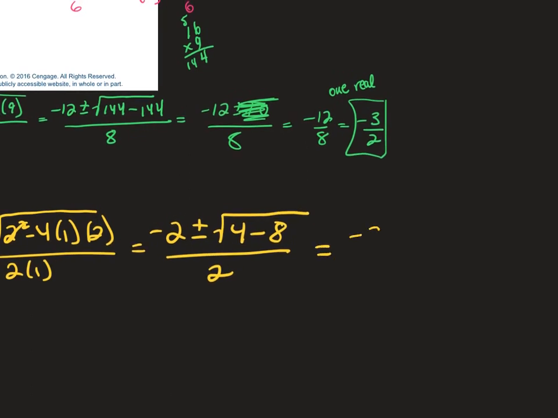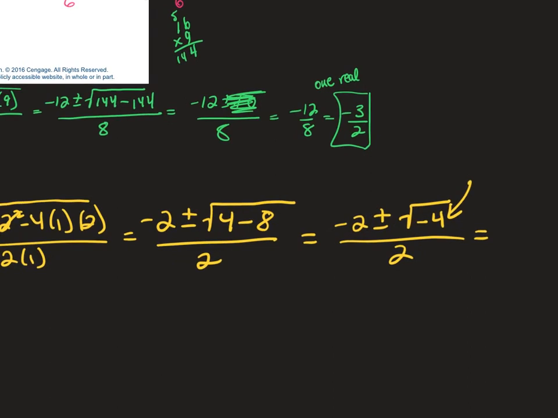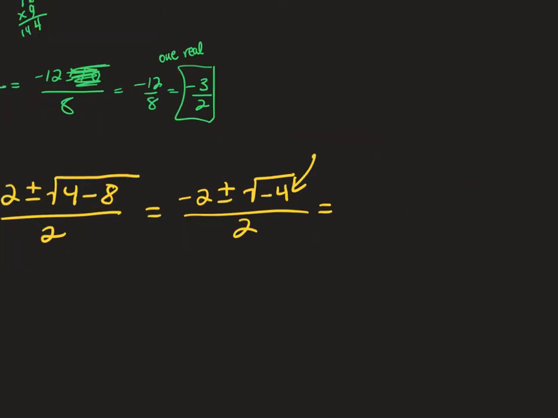Yes. Okay, so I have negative 2 plus or minus, what's 4 minus 8? Negative 4. Negative 4 over 2. Is there a problem here? Yes. What's the problem? You can't have a negative underneath the square root. When you do, you can still, what's the square root of negative 4? You guys know what the square root of negative 4 is. We're going to talk about it more tomorrow.